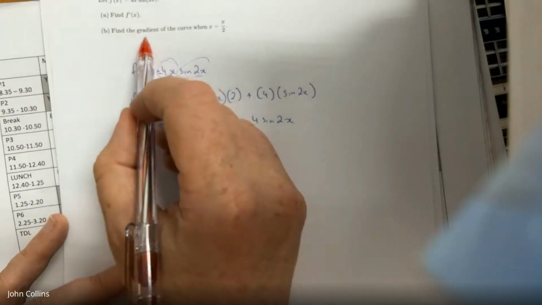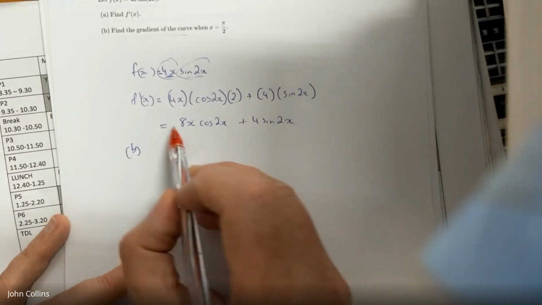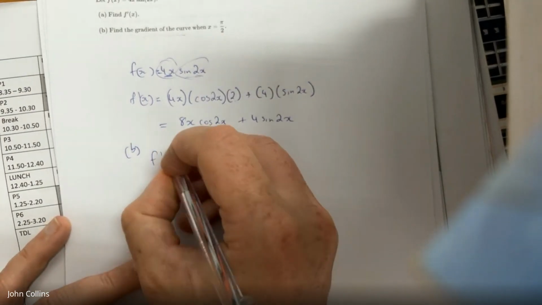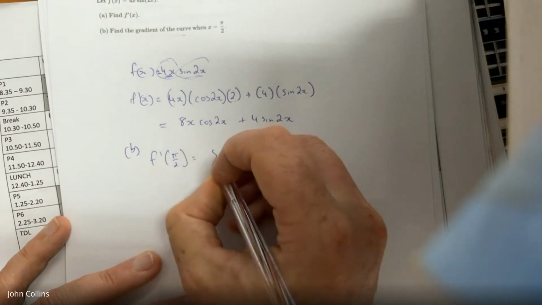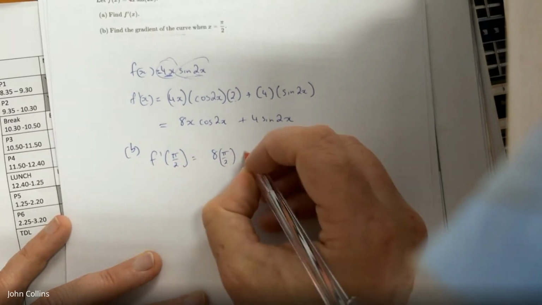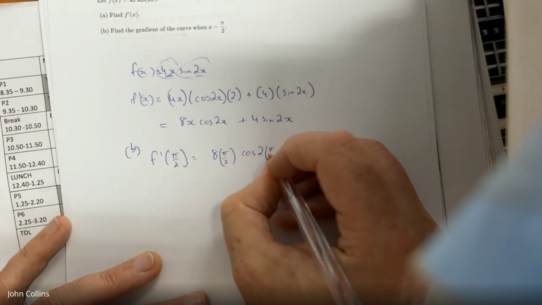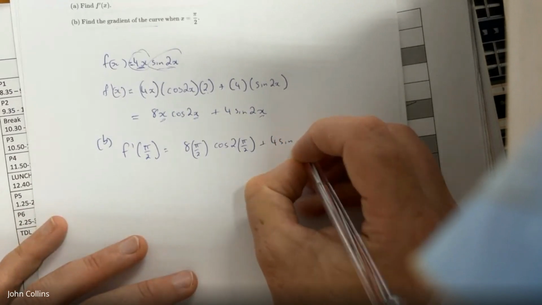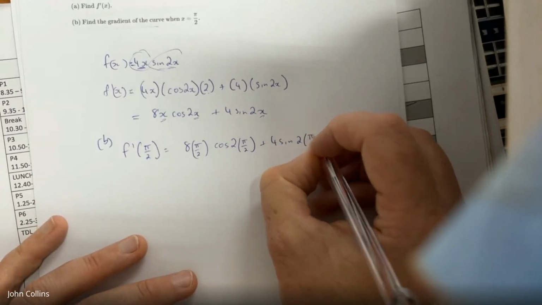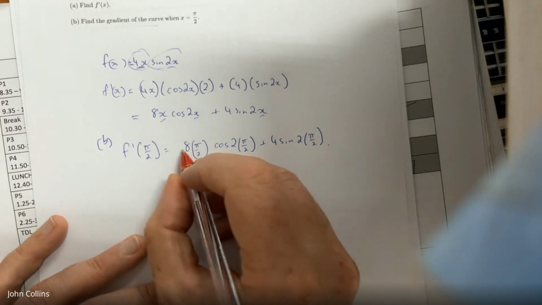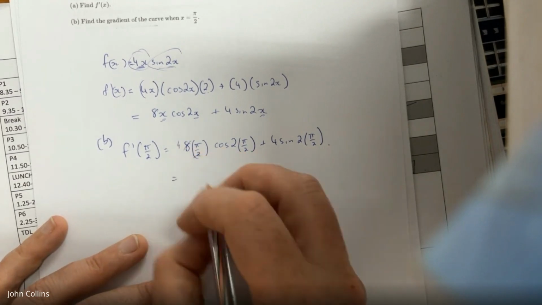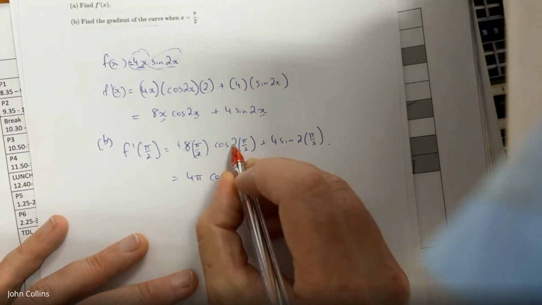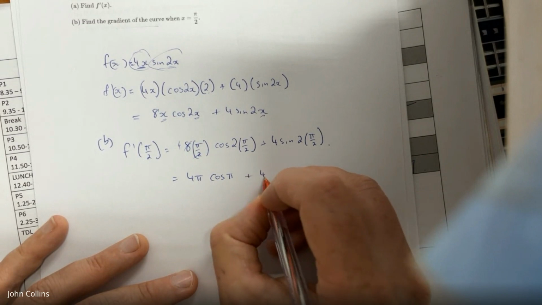Find the gradient. So gradient again of a curve. This is the gradient function. All I need to do is sub in pi over 2 into it. So f' with pi over 2 put in is 8 times pi over 2 times cosine 2 times pi over 2. So I'm substituting in for these x's, plus 4 times sine 2 times pi over 2. Okay, tidy this up. 2 divides into 8 4 times, so I'm left with 4 pi here. This is cosine pi, 2 times pi over 2, plus 4 times sine pi.